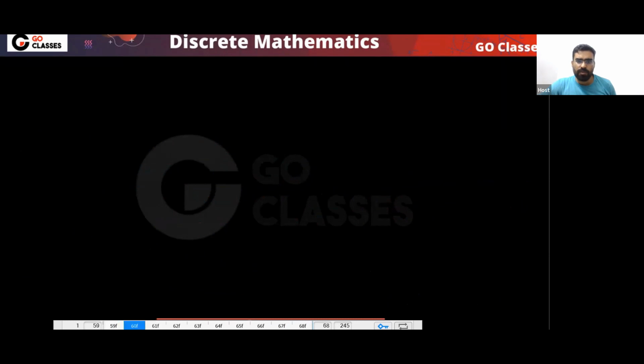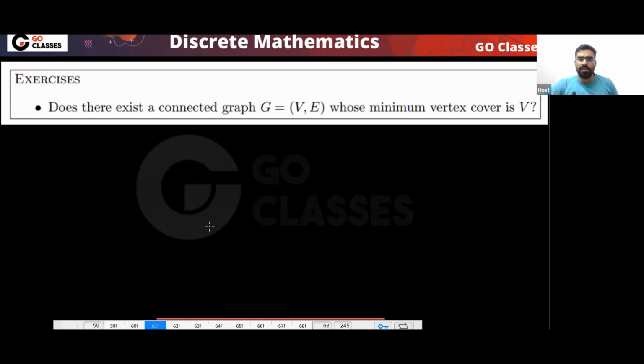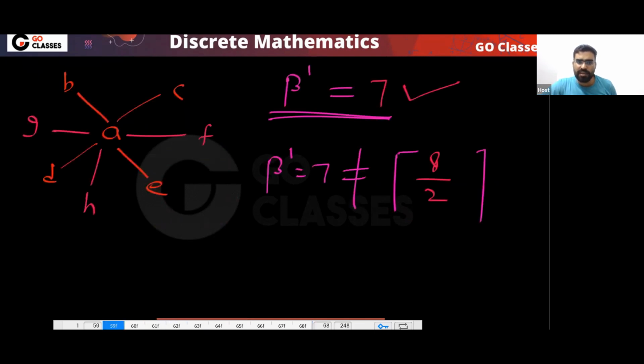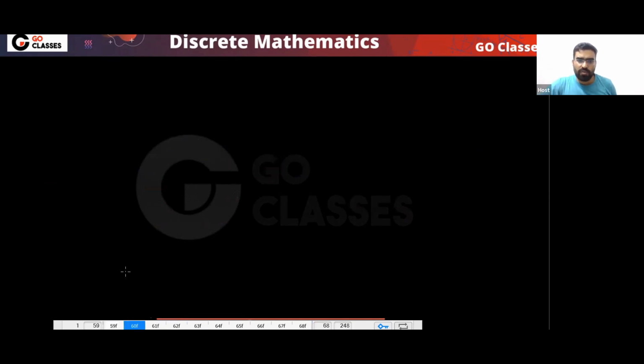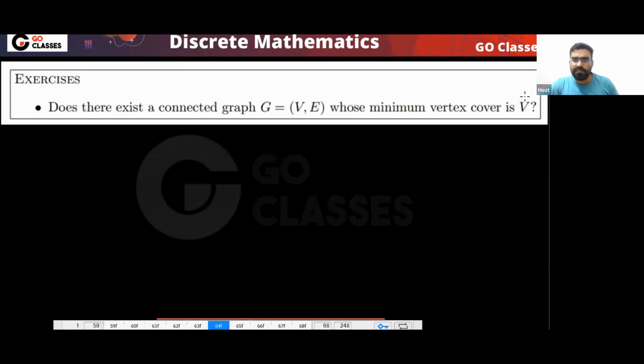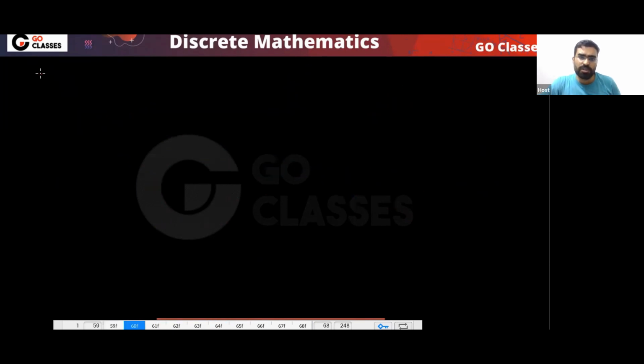Okay. What about this question? True or false? Does there exist a connected graph whose minimum vertex cover is V? Like, can you create a graph whose minimum vertex cover is V? What is the size of minimum vertex cover, in worst case? Means all the vertices you have to take. Is it possible? This is my question.